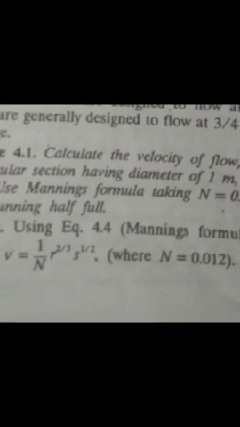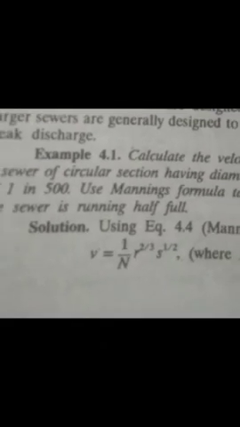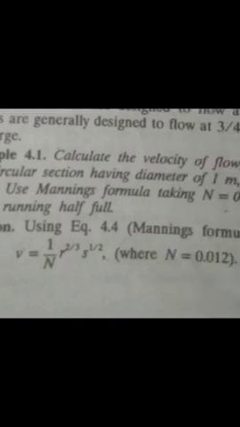Okay, so you have to assume that it is running half full. Manning's formula I'm showing here: V is equal to 1 by n, R to the power of 2 by 3, S to the power of 1 by 2. So you have to remember this formula. They have told the gradient as 1 by 500. You can see the gradient as 1 by 500 in the third line.